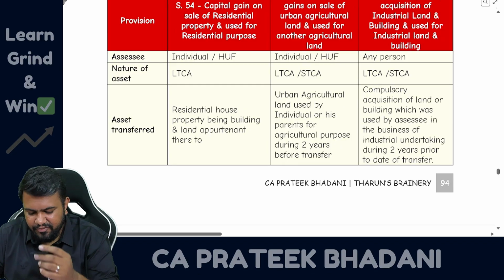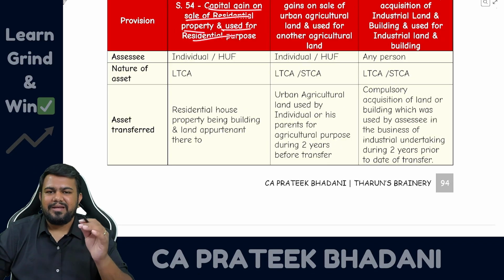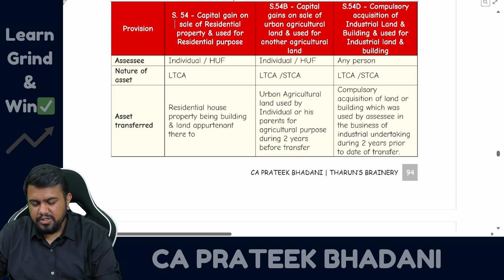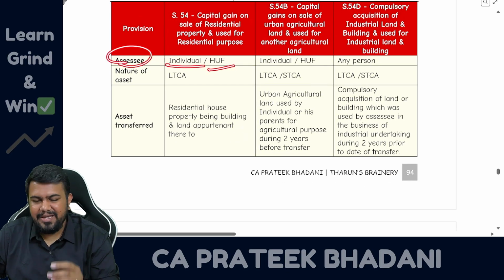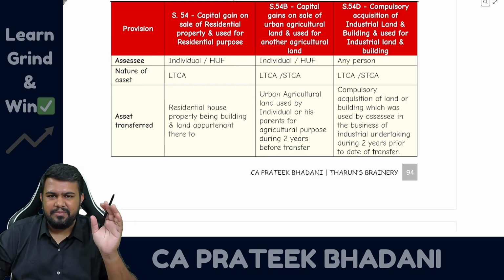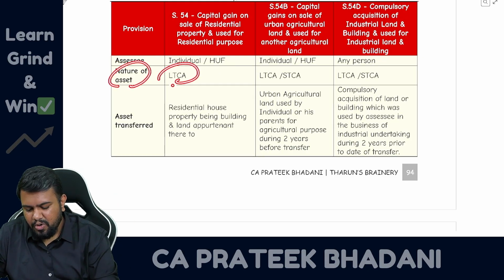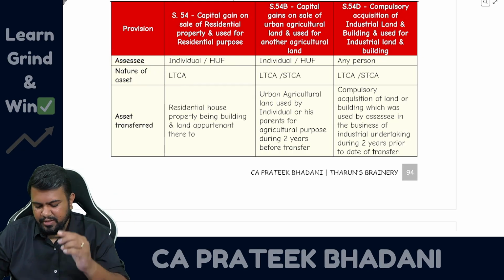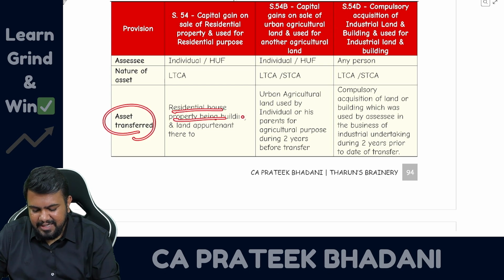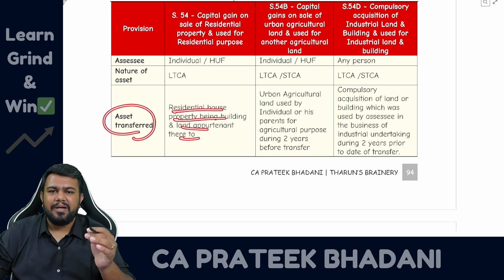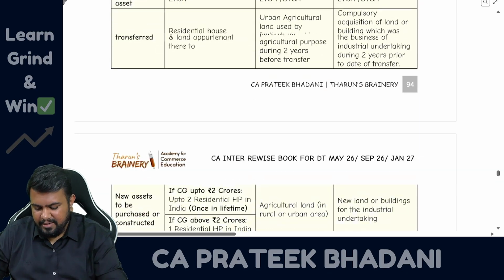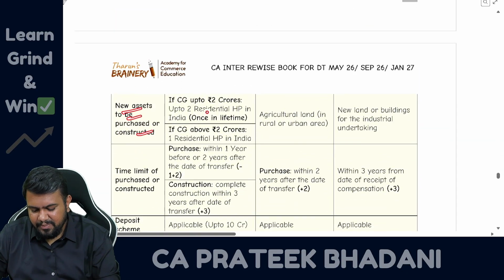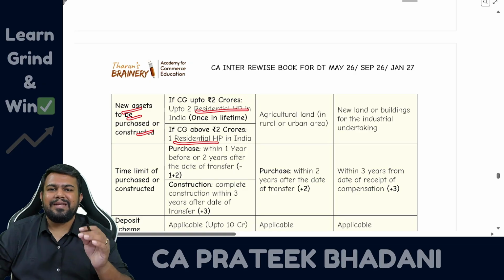Firstly, section 54 talks about capital gain on sale of a residential property used for residential purpose. So when can you claim the exemption? Firstly, who can claim the exemption? An assessee being an individual or HUF can only claim the exemption. On what type of asset? Only on a long-term capital asset. Then what is the asset transferred? A residential house property, being a building or land appurtenant thereto. So what is the new asset to be purchased? The new asset purchased is also a residential house property in India.